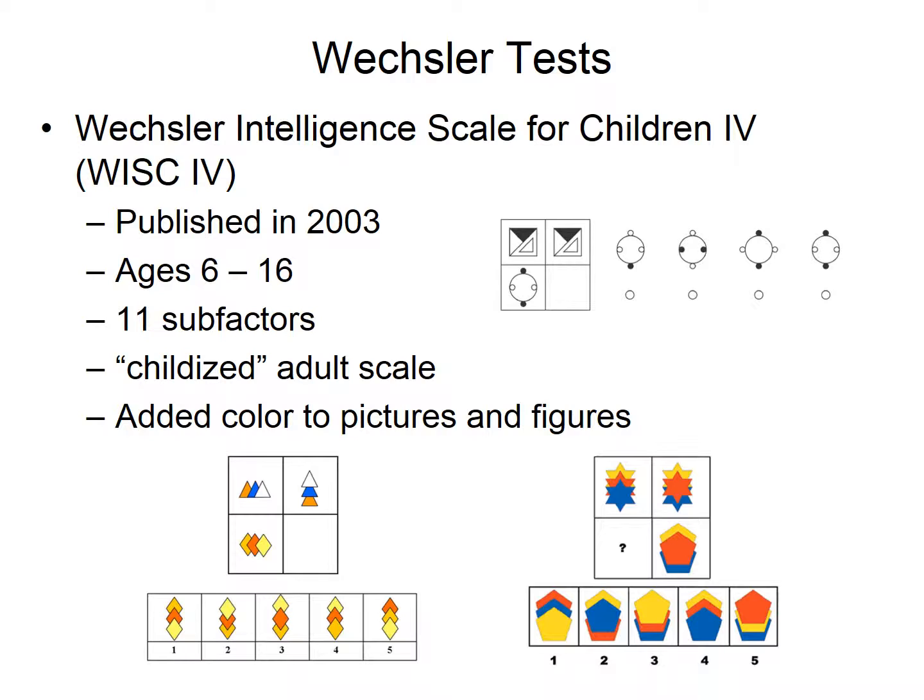Wechsler also has the Wechsler Intelligence Scale for Children. So with the success of the adult scale, he kind of went back to where it all started with the Stanford-Binet with a child scale published in 2003, and it's actually normed for ages 6 to 16. It's primarily a visual set, 11 subfactors, and in a lot of ways it's mainly just a childized adult scale. So, for example, the pattern recognitions became a little bit simpler and added color. So that's how they converted them.